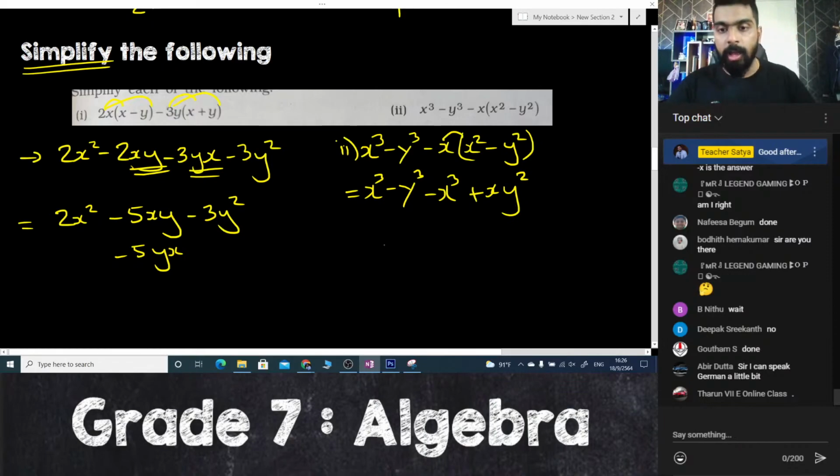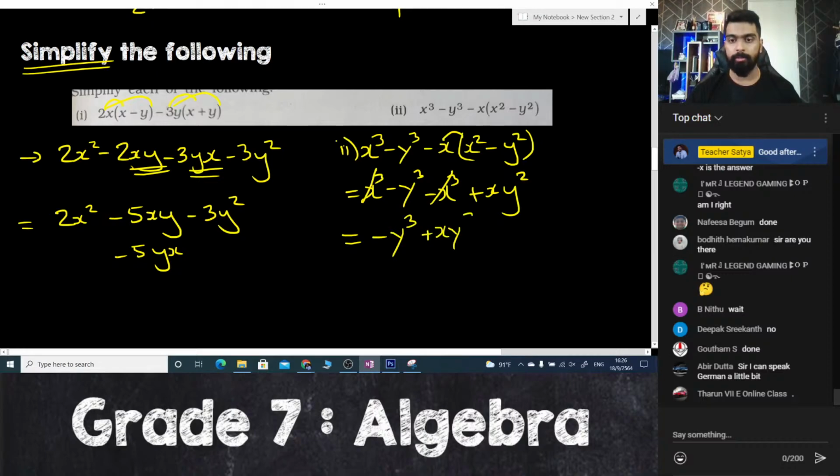All right, guys. Now let us see what the like terms are. If you take a look at this, boys and girls, we see that x cubed and this minus x cubed can simplify, right? X cubed minus x cubed will give us 0, same like 1 minus 1 is 0, right, guys? So we will not write that part. And we have minus y cubed plus xy squared. So that would be our final answer.